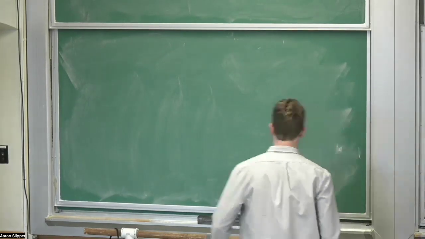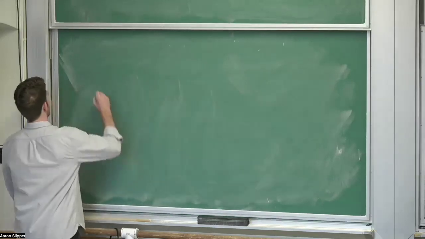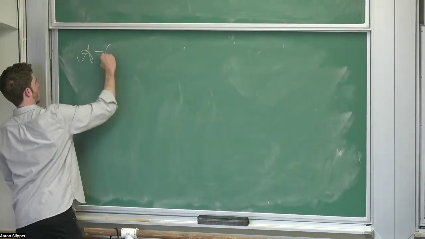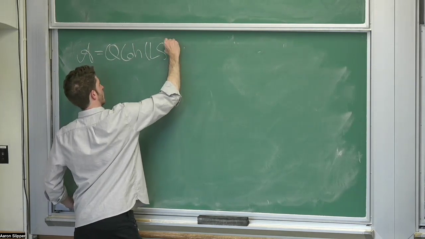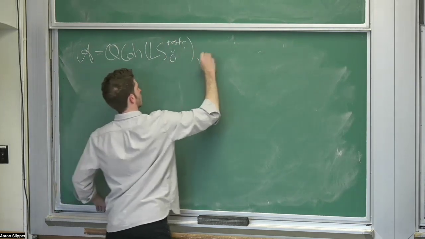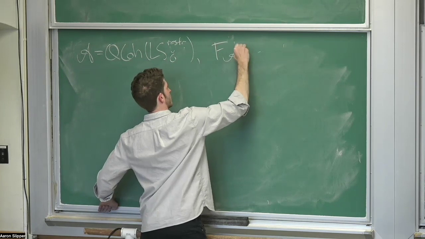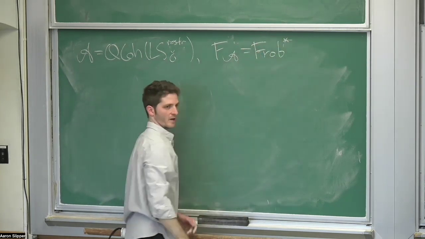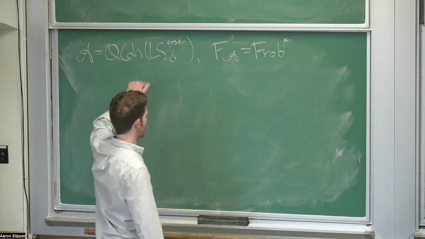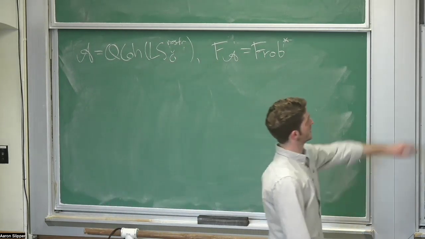Okay, so back to our situation, we'll take A to be quasi-coherent sheaves on this restricted stack. We'll take F_A to be pullback along this Frobenius endomorphism of the locus that I wrote down up there.